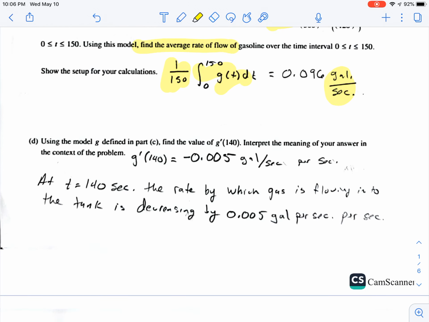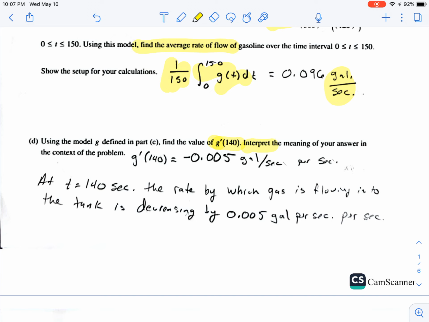Part D asks us for G prime of 40 and then interpret what that means. And so G prime of 40, that is just the derivative. We're going to use math 8 and get that value from our calculator. The units are going to end up being in gallons per second.